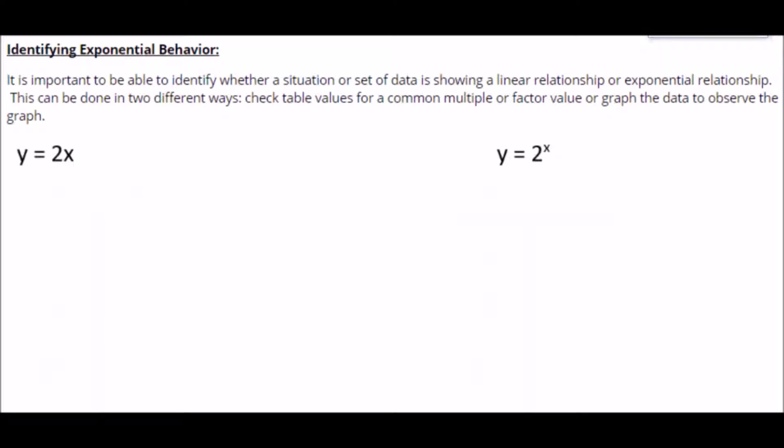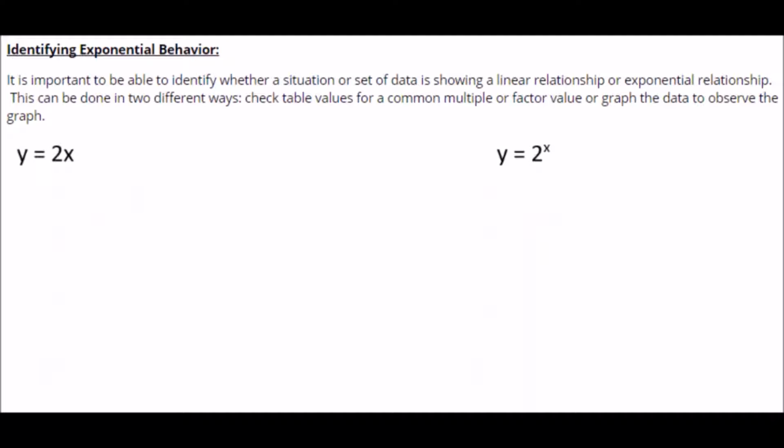With exponentials, it's also very important to be able to identify whether some information or data in a situation is best modeled by using a linear equation or an exponential equation, and to identify these situations and data as having exponential behavior. This can be done in one of two ways. The first way is to look at a table or set of data.